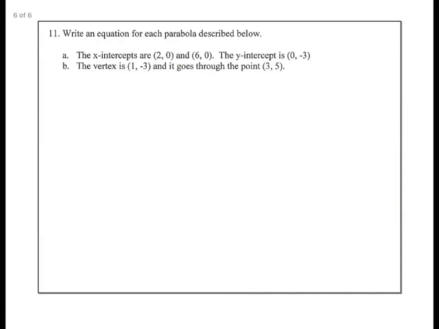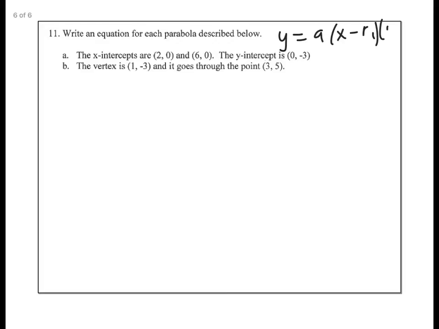Alright, question 11 is our last one for this section. Write an equation for each parabola described below. We'll start with A. When I look at A, it tells me that the x-intercepts are (2, 0) and (6, 0), and the y-intercept is (0, -3). The x-intercepts are another name for roots or zeros, so I know I want to put it in factored form.